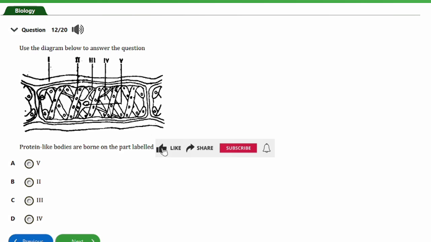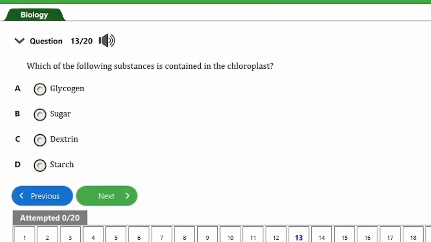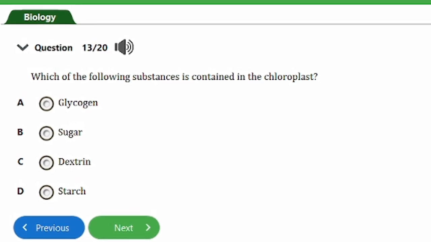The protein-like bodies are born on these parts labeled II, and that's the pyrenoid. This pyrenoid is essentially used for storage of starch. So let's look at the next question, and that's question number 13. It says, which of the following substances is contained in the chloroplast? A, glycogen. B, sugar. C, dextrin, and D, starch. So guys, the correct answer here to this question is option D, and that's the starch.